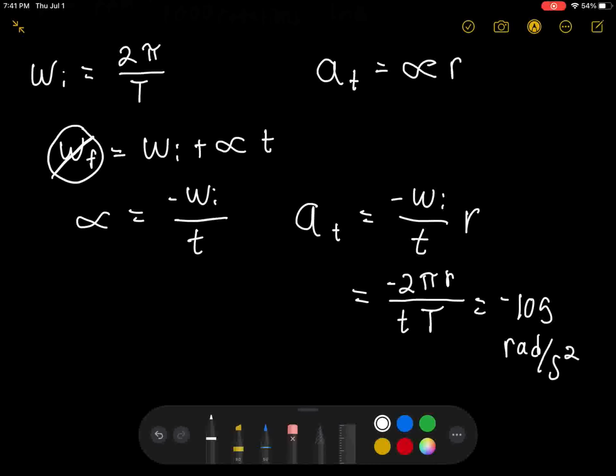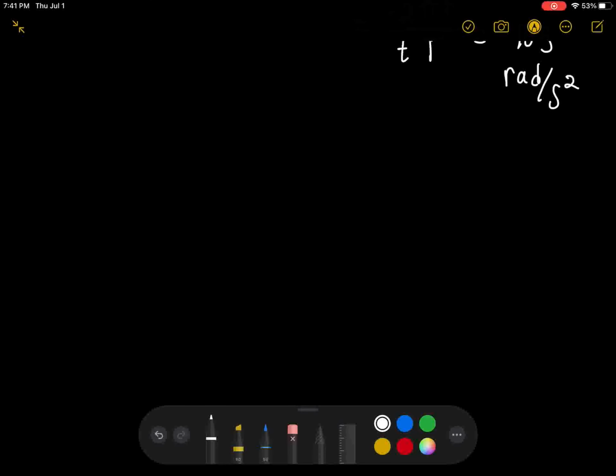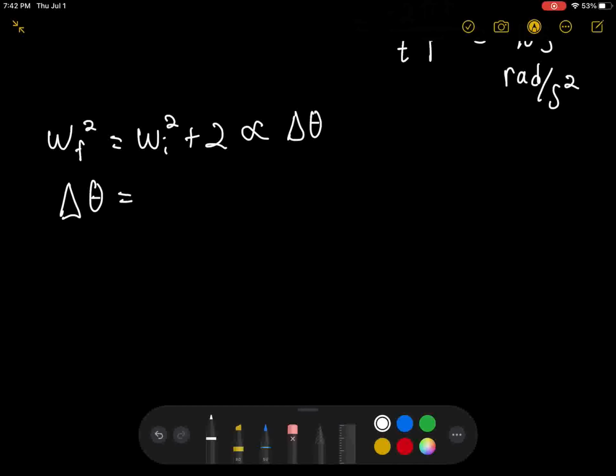Make note of that. Alright, let's move on to the last part, which is to see how many revolutions it made during this time. For that, let's use another circular motion equation. Let's use this one. Omega f squared equals omega initial squared plus 2 alpha delta theta, and we are solving for delta theta. The change in the angular position would be negative omega squared over 2 alpha.